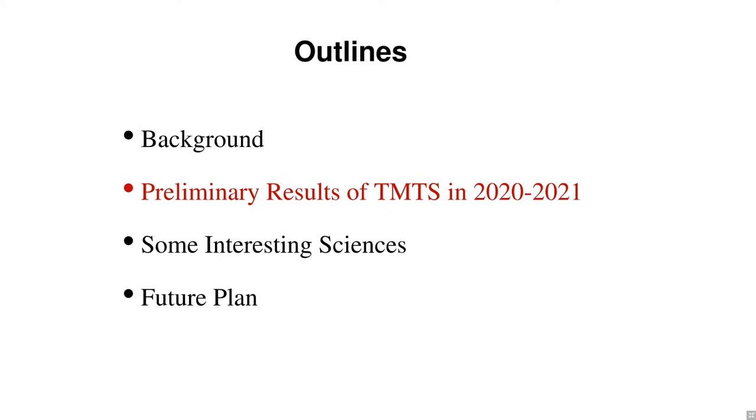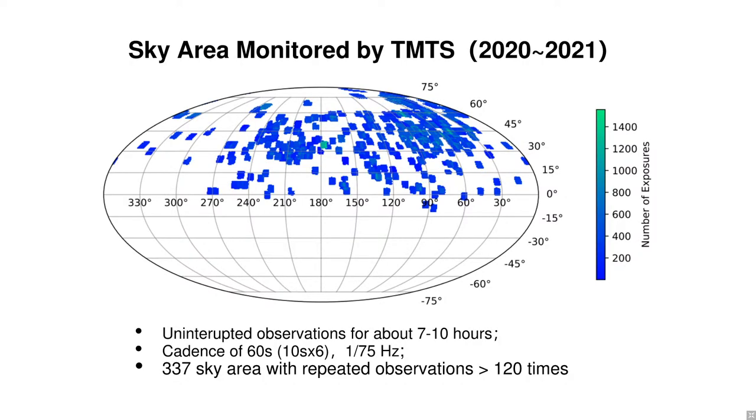So that's the introduction of the background. And I will introduce the preliminary results of TMTS. Over the past 2 years, we have monitored over 300 sky areas. For each of them, we have repeated observations of at least 120 times for each sky area.